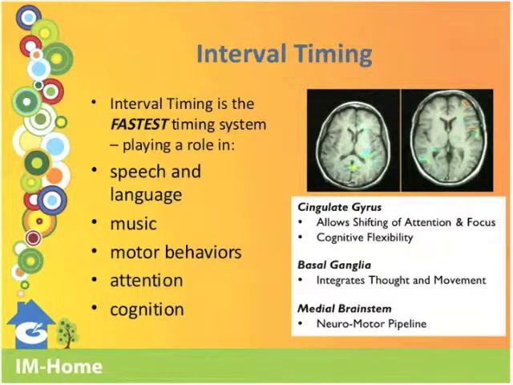The last part of the brain that lights up is the medial brainstem. That's your neuromotor pipeline. That's where your brain gets all the information that tells you move your arm or pull your hand back, that's hot. That's your neuromotor pipeline.